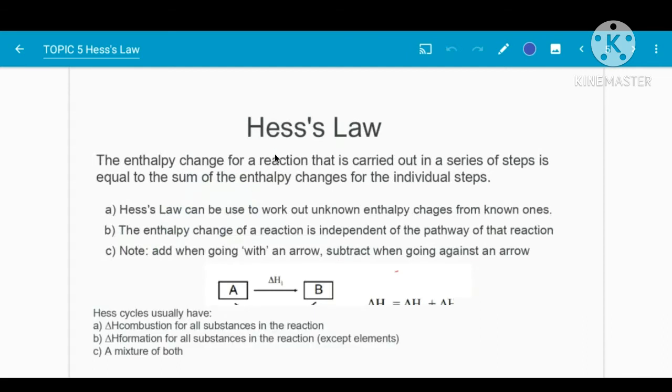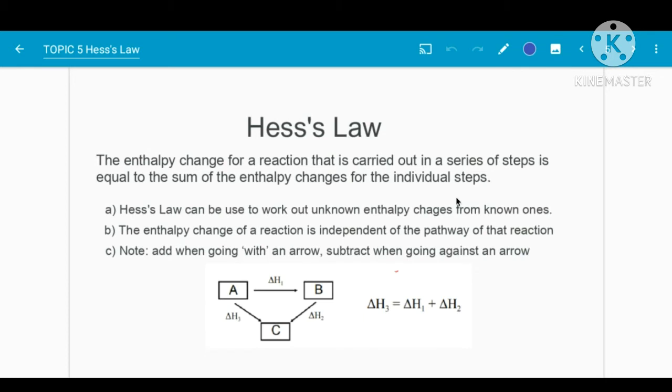Hess's law. What is Hess's law? Hess's law says that the enthalpy change for a reaction that is carried out in a series of steps is equal to the sum of the enthalpy changes for the individual steps. Please look at this example: reaction A, reaction C, and reaction B. This is the main route, because the reactant directly produces the product.